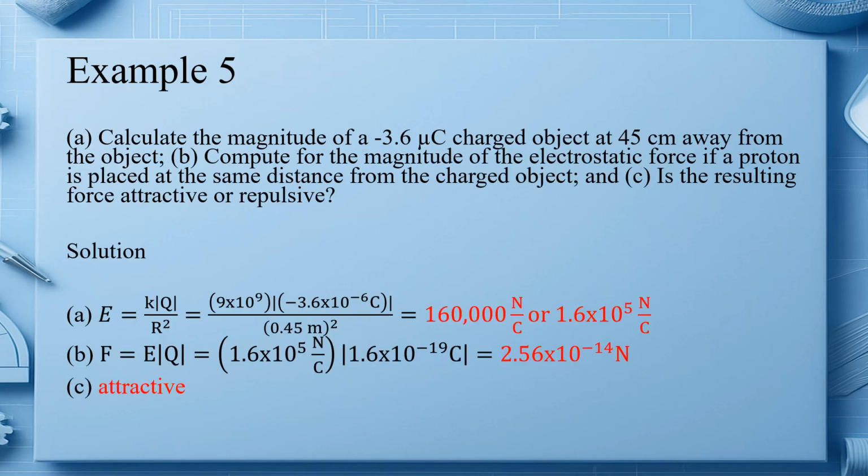For example, you calculate the magnitude of a negative 3.6 microcoulomb charged object at 45 centimeters away from the object, and then you compute the magnitude of the electrostatic force if a proton is placed at the same distance from the charged object. So is the resulting force attractive or repulsive?